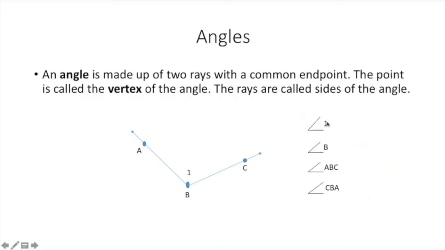So angle 1, we can name it by the vertex alone. The vertex here is at B, point B, so this is angle B. Or you can name it with the 3 points: angle ABC, or go the other direction, angle CBA. Notice the vertex is always in the middle when we're naming our angles, right? If we use 3 points.